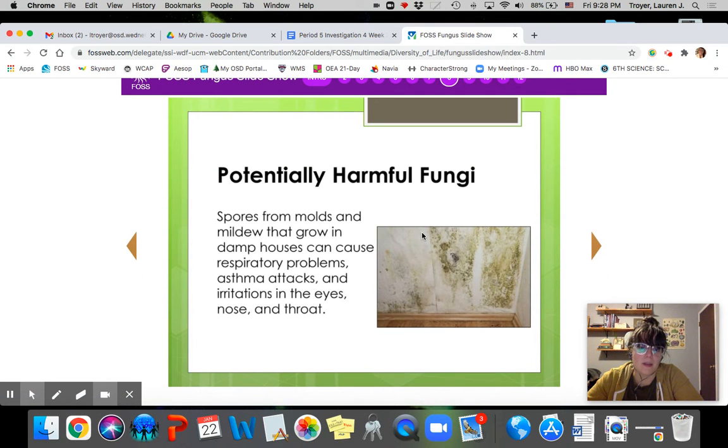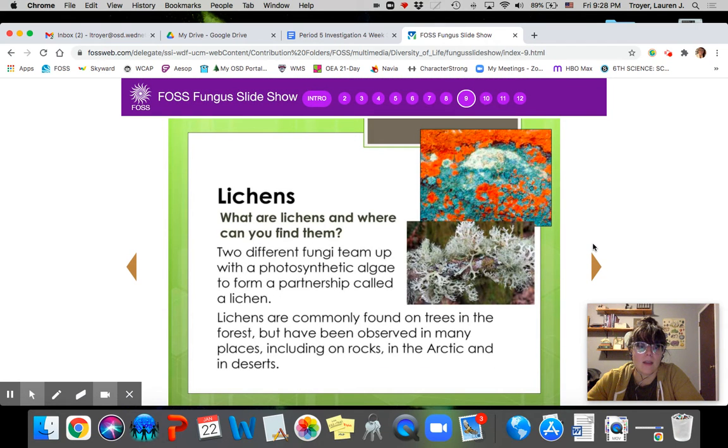Here's another way that fungi can be harmful. Molds and mildew can release their spores into the air in your home, which can cause respiratory problems, asthma attacks, and irritation of the eyes, nose, and throat. Not good. So if you have any of that type of growth, you got to take care of it.